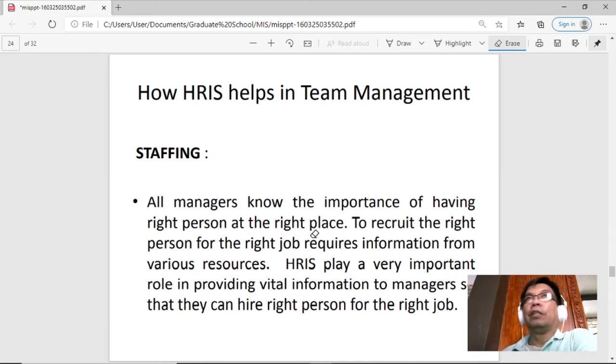Let's say somebody's going to be promoted, so we have to know the credentials. So here, if we want to staff our departments, then we should know the credentials. To recruit the right person for the right job requires information from various resources. HRIS plays a very important role in providing vital information to managers so that they can hire the right persons for the right job.